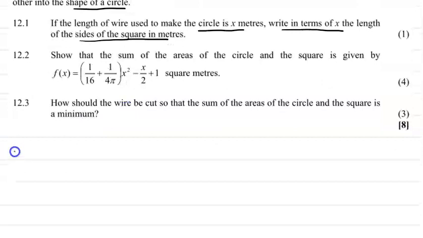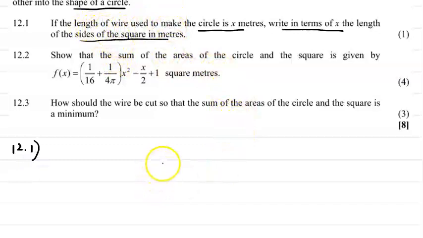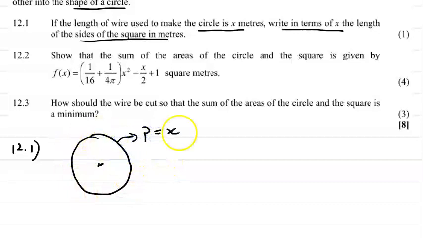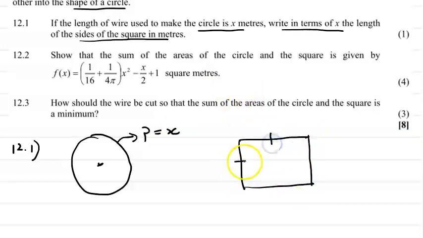So firstly, they're telling us that the wire is 4 meters long and it's cut into two pieces. One is bent into the shape of a square and the other into the shape of a circle. If the length of wire used to make the circle is x meters, so that means the perimeter of the circle is x meters. And what's left over now for the square is going to be 4 minus x. So the perimeter of what's left over to make the square will be 4 minus x.